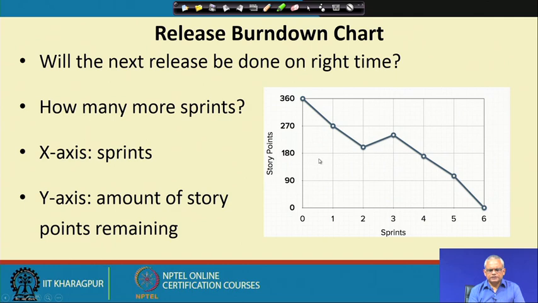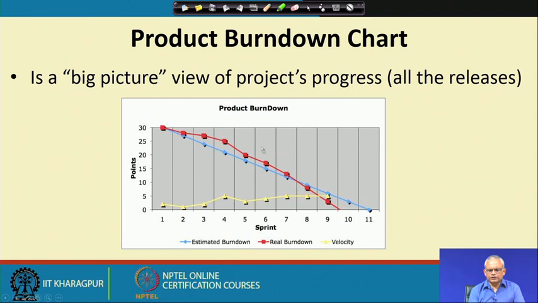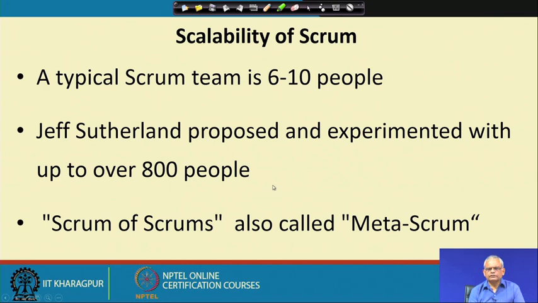Each release can consist of many sprints, and as each sprint completes, this gets updated. The product burn down chart shows how much work remains until the development completes. So, we have the estimated here, and then the real burn down, and then the velocity with how quickly these are being burnt down.